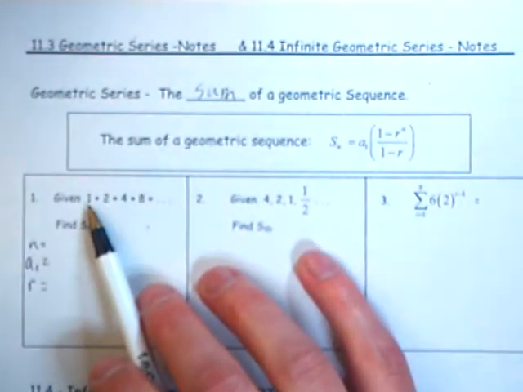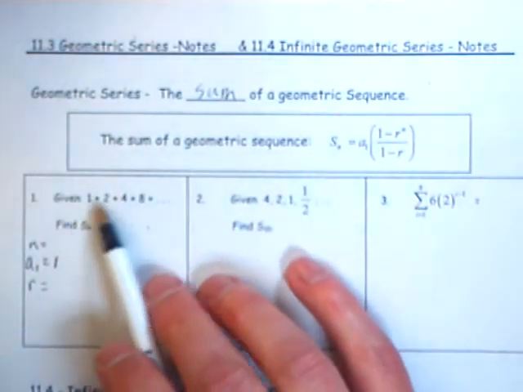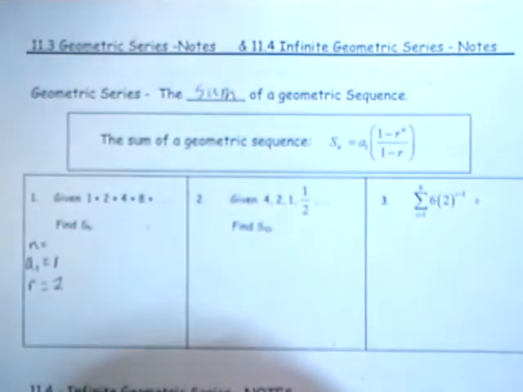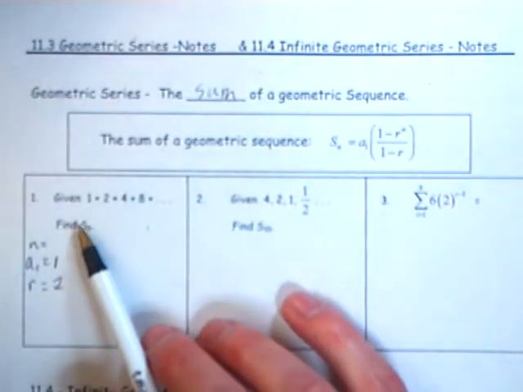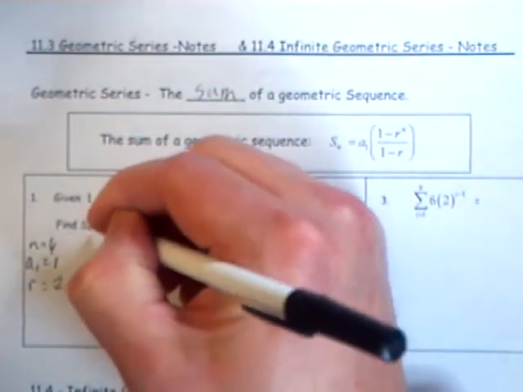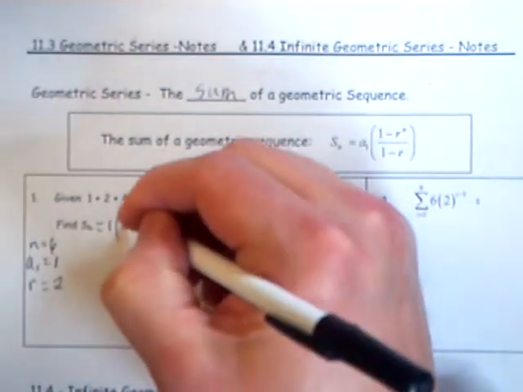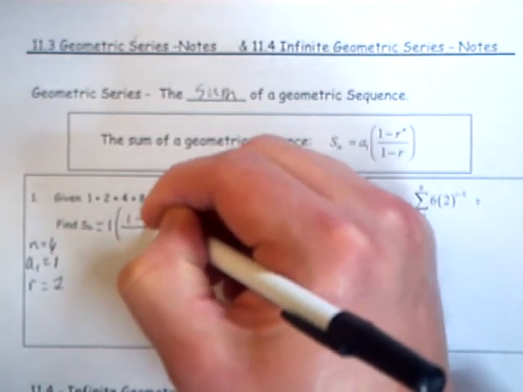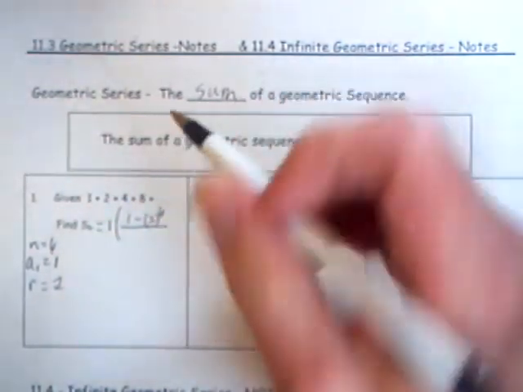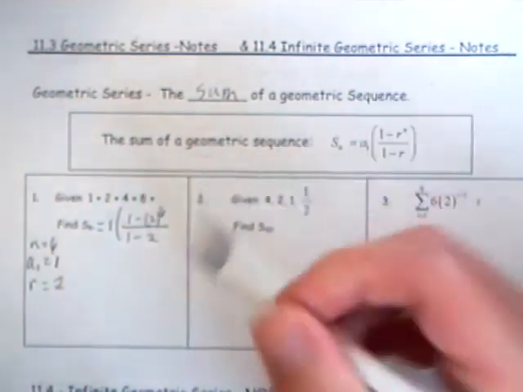We can see that the value of the first term is 1. To go from 1 to 2 and 2 to 4, you're multiplying by 2, so r is 2. And it says find S subscript 6, so n is 6. Let's fill in the blanks. S subscript 6 is equal to a sub 1, which is 1, times the fraction of 1 minus 2 raised to the 6th. Using parentheses will be very helpful when replacing r. And so you have 1 minus 2.